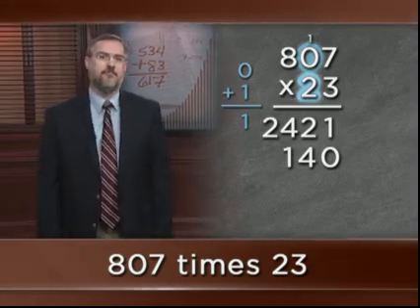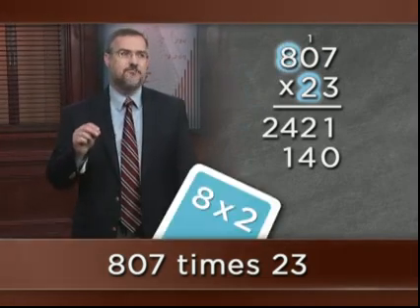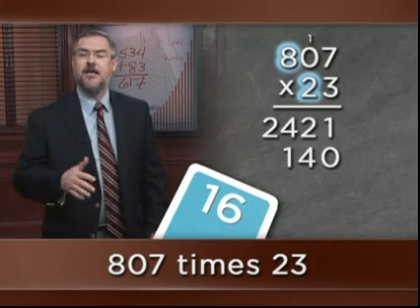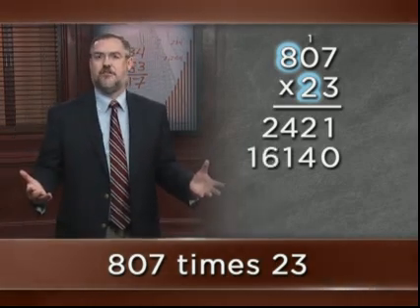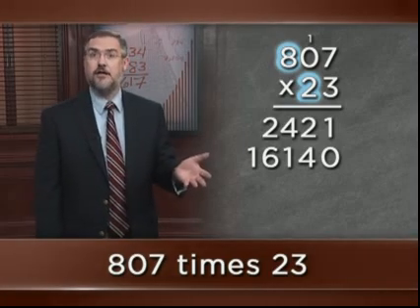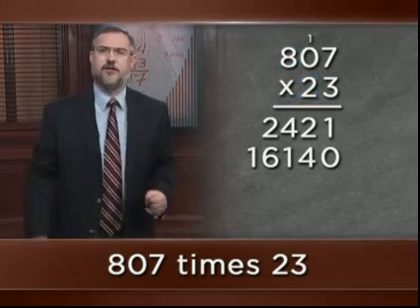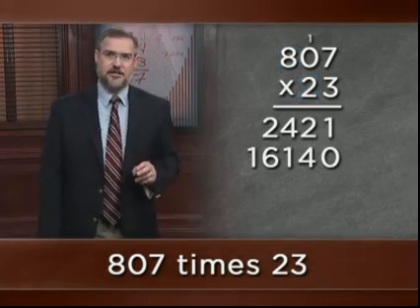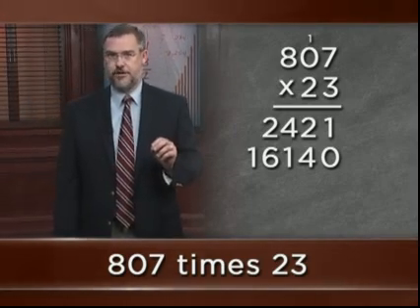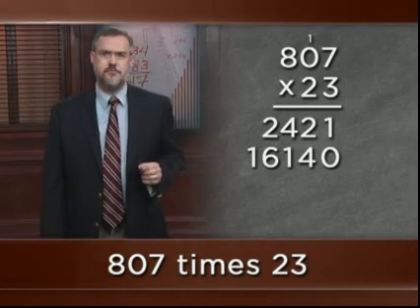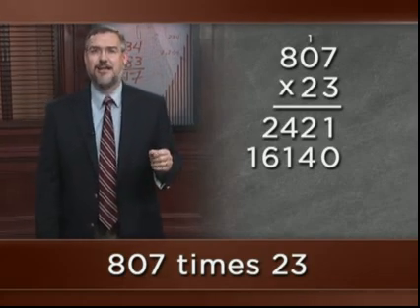There's nothing to carry. And now I multiply my 2 with the 8. And 8 times 2 equals 16. Since I'm already to the left edge of that number, I can just write the 16 down to the left of the 140 that's already in the second line of the answer section, because we've reached the end of 807, if you will. And so the second line of my answer section should read 16,140, 16140.